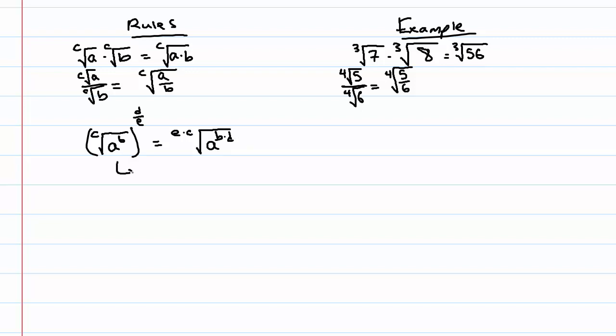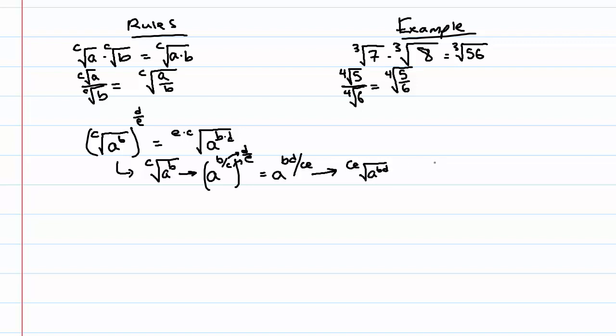And another way to remember this is, remember, we can rewrite roots. Since this is the cth root of A to the B, this becomes A to the B over C, and we're raising this entire thing to the D over E. And when we have an exponent raised to an exponent, we multiply across the top and across the bottom. So this becomes A to the BD over CE, and then we rewrite it as the CEth root of A to the BD.